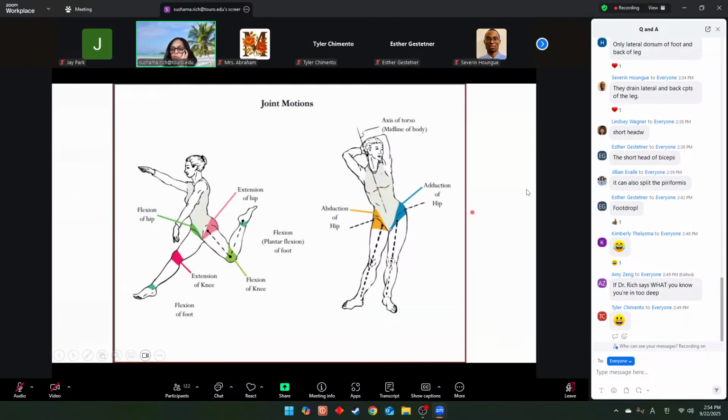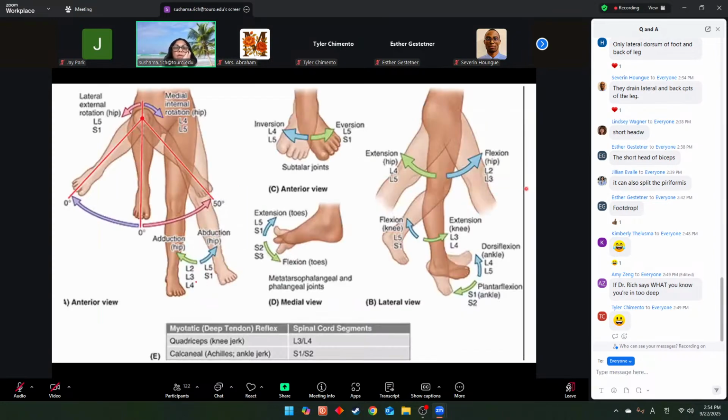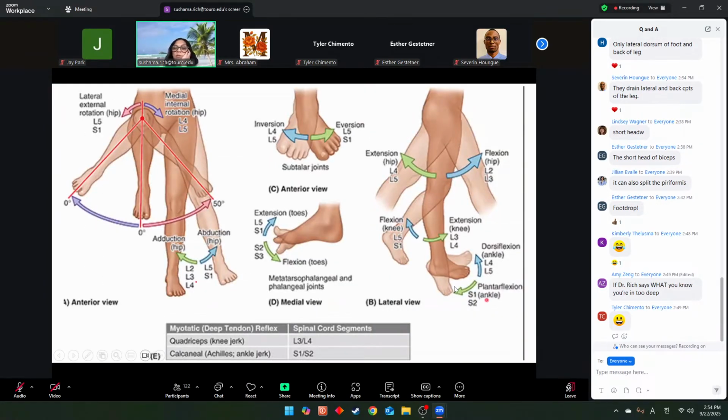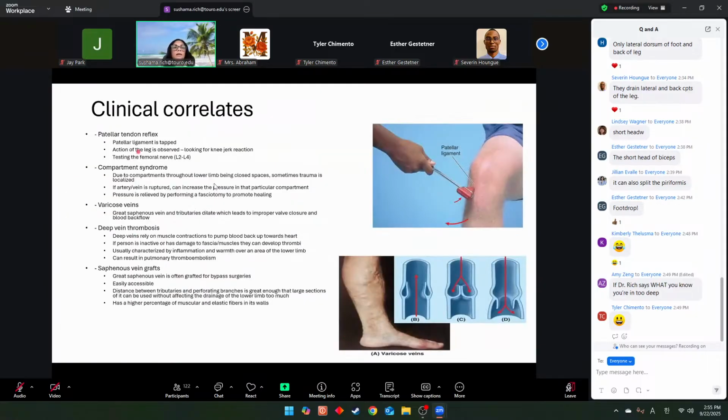This is all just movements of the lower extremity. This is flexion, extension of the hip, flexion of the knee. And you guys know inversion and eversion are two movements that are possible at the subtalar joint. Dorsiflexion and plantar flexion happen at the ankle joint. So take a look at those pictures. These are all clinical correlates.